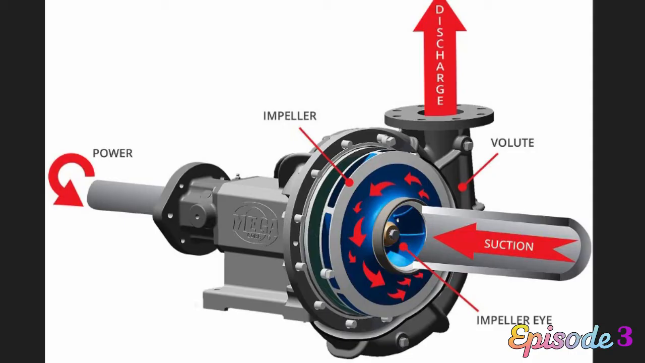So these are mechanical pumps, you can see here. This is a centrifugal pump, this is the suction and this is the impeller. Now it will rotate and discharge from here, and the power is received from the motor or turbine, you can say.